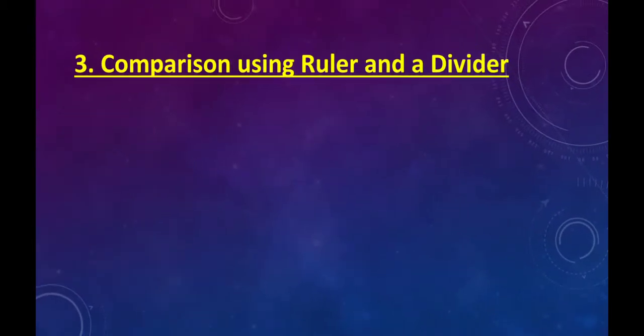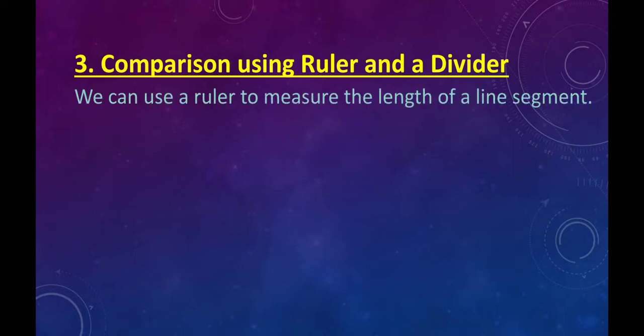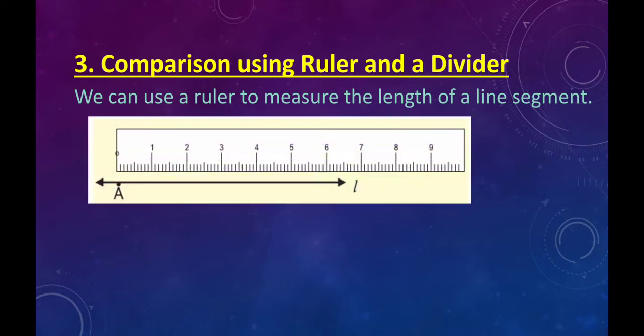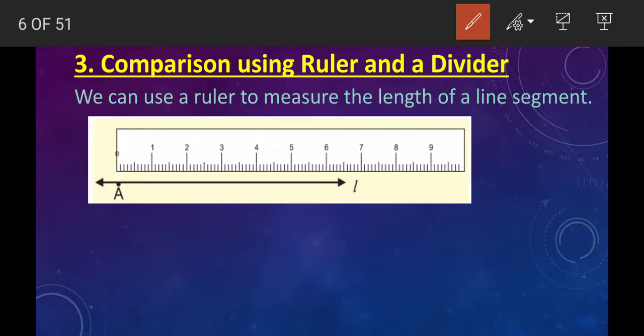Next, the third one is comparison using a ruler and a divider. We can use a ruler to measure the length of the line segment. As you know, a ruler means a scale that is used to measure the length of any line segment or to draw a line segment. Look here. So here is the line, A to L. We can measure the length of this one, or we can draw any line segment by using this ruler.